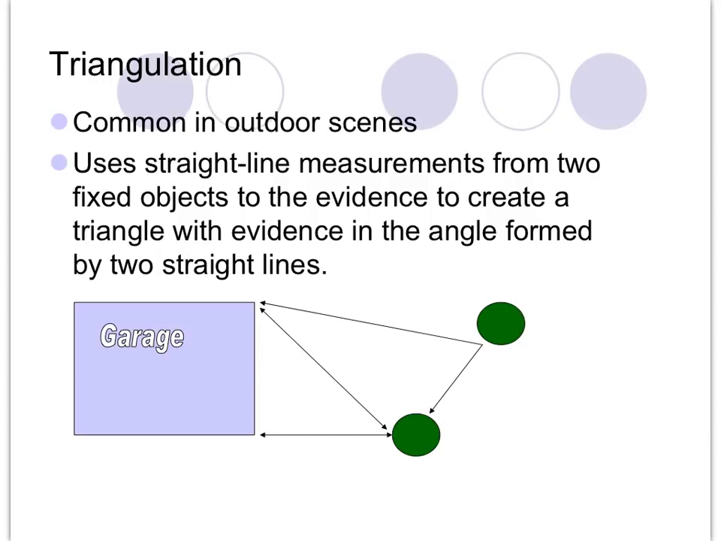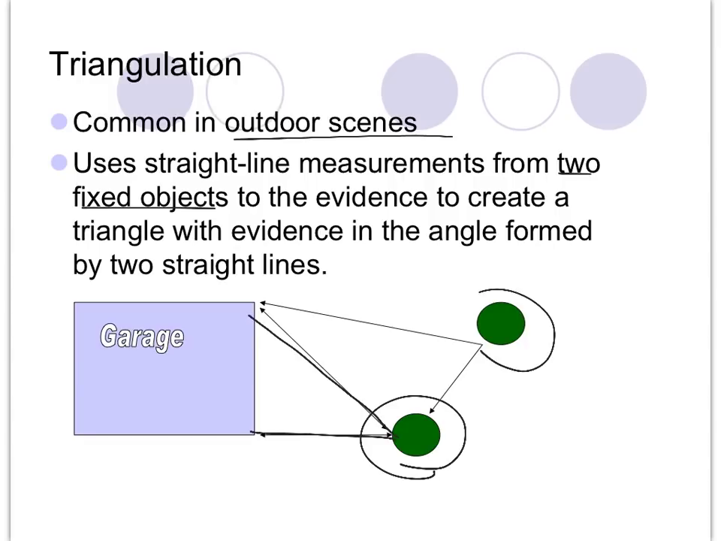Triangulation is also another one. This is used most of the time in outdoor scenes, so we don't see this so much in indoor residential or indoor business areas. But what this does is it picks 2 fixed objects, and then you use straight-lined measurements to figure out and triangulate essentially where that object is. So let's say your object is found here. You would triangulate that from the garage here and here. And let's say this other object was found here, you would triangulate that from here to here. So it just depends, again, what your preference is. This one is a little bit more challenging, but it does work very well for outdoor scenes.